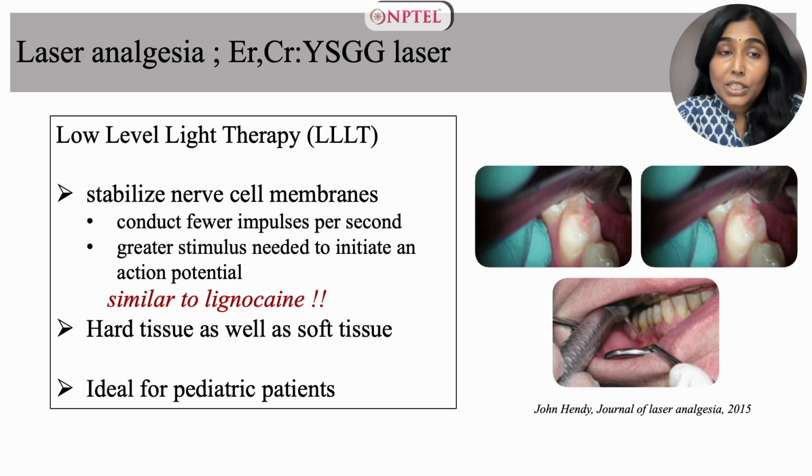Analgesia can also be achieved with the use of lasers. Low-level light therapy has been used to achieve successful dental anesthesia as well. Just like the local anesthetic solutions, low-level laser stabilizes nerve cell membranes. They can be used for the hard tissue as well as for the soft tissue, and they are ideal for pediatric patients.